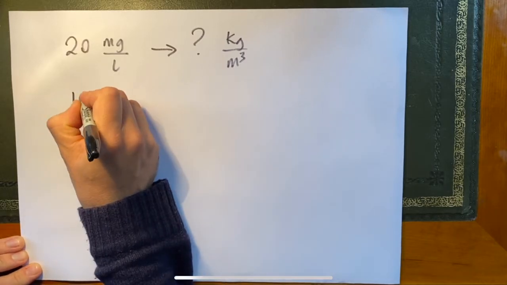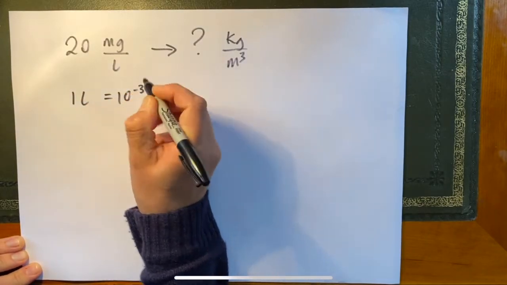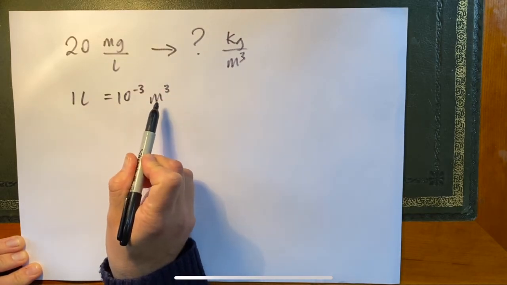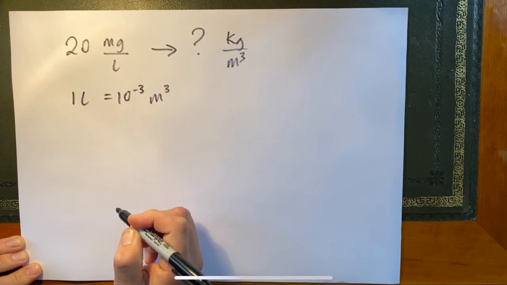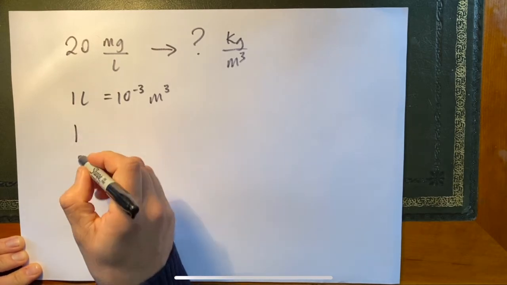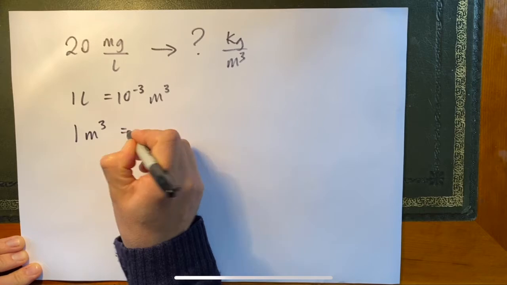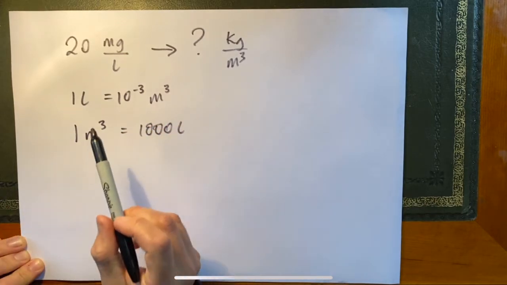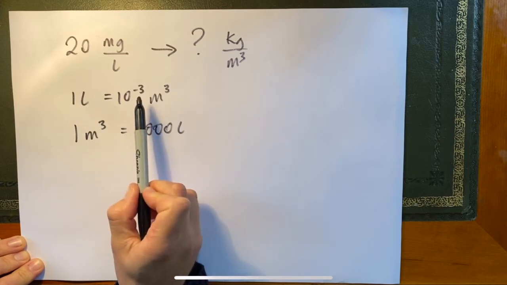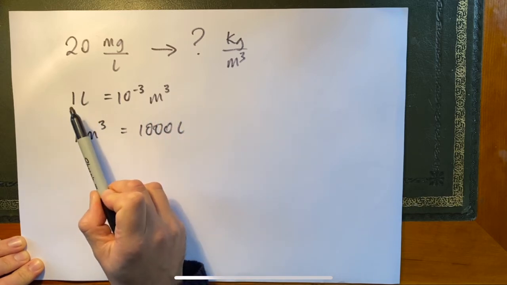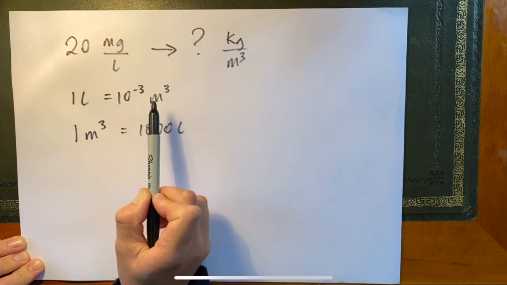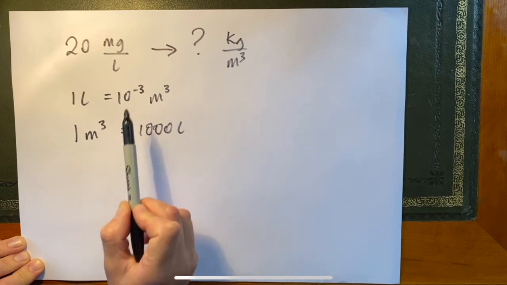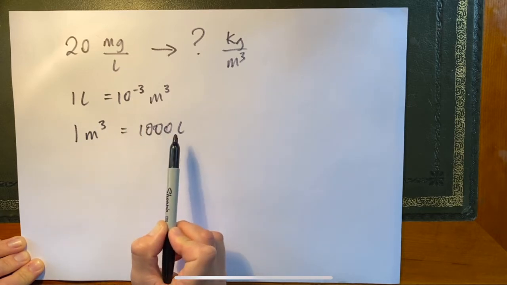So I tell you that 1 litre is 10 to the minus 3 metres cubed, or 1 litre is a 1,000th of a metre cubed. We can turn that on its head and we can say that 1 metre cubed is equal to 1,000 litres. Okay. So if 1 litre is a 1,000th of a metre cubed, then we know that a litre is smaller than a metre cubed. So therefore we know that this is the way the unit conversion is going to go. But these two things are telling us the same thing. So 1 metre cubed is 1,000 litres.